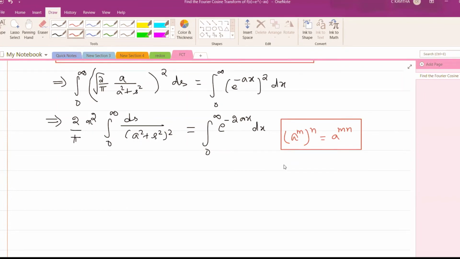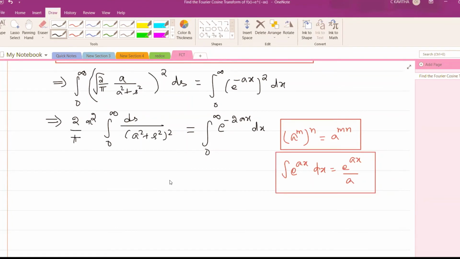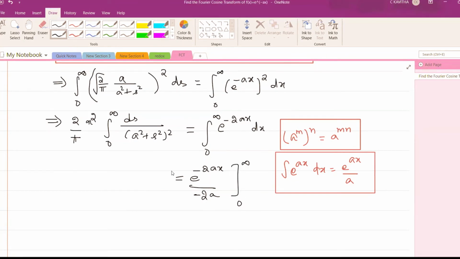For that again we want to know the formula of integral e power ax dx. e power ax dx is nothing but e power ax divided by x coefficient, that is a. So based on this formula, integral of e power minus 2ax dx can be written as e to the power minus 2ax divided by x coefficient, that is minus 2a. Integration over. So apply the limits. Limits are 0 to infinity.